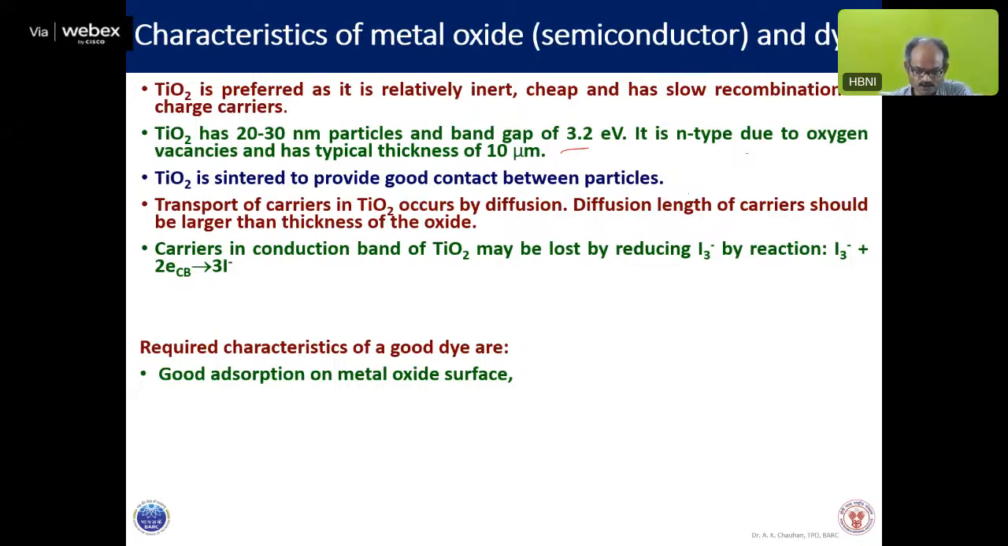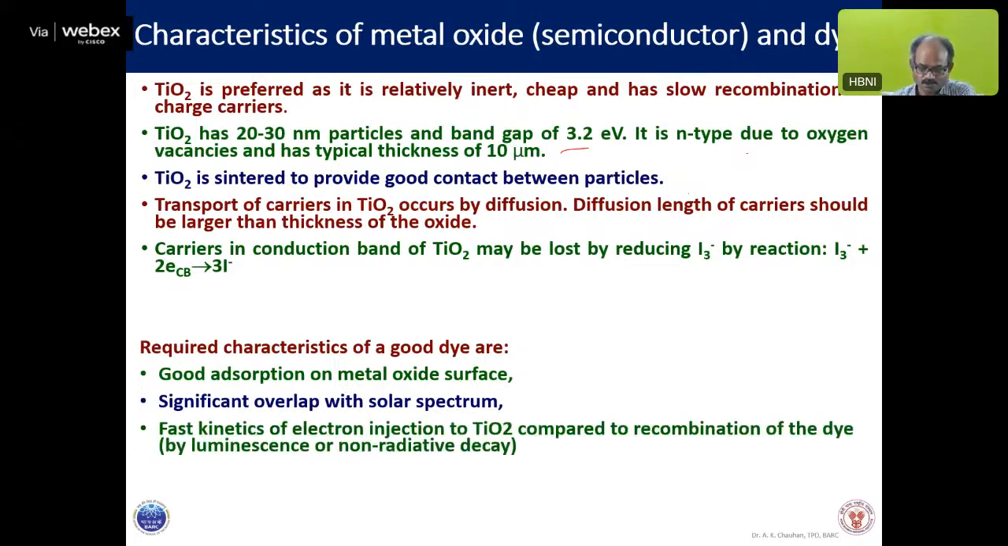What are the properties of a good dye? It should have good absorption, and its level should be close to the metal oxide surface. Then significant overlap with the solar spectrum. Why should there be significant overlap? Because if there is no overlap, it will not be absorbed at all. So for good absorption, if you can find a dye which absorbs the entire spectrum, a slightly black color, then it will be very good.